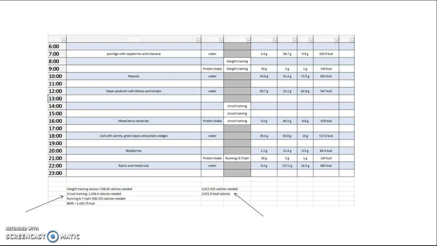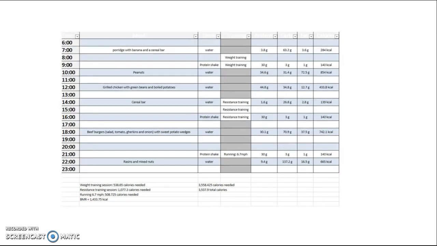The only thing I would have done slightly differently is maybe change a few of the snacks, because I feel like they're a little bit of the same sort of thing, and maybe spread them out a little better than I have done at the moment.